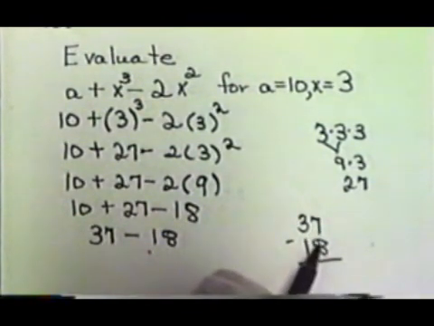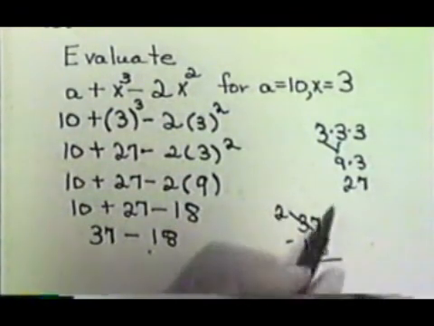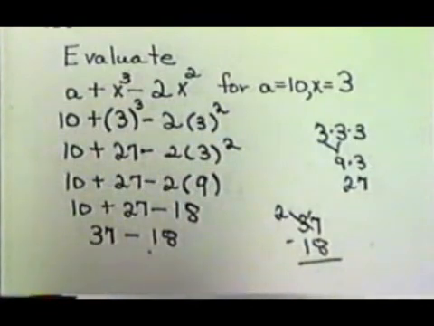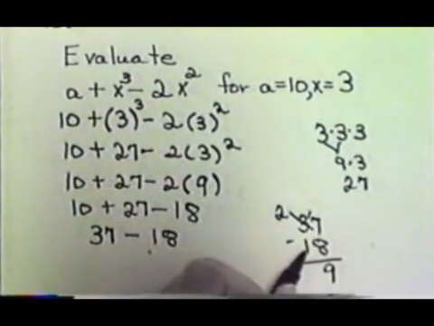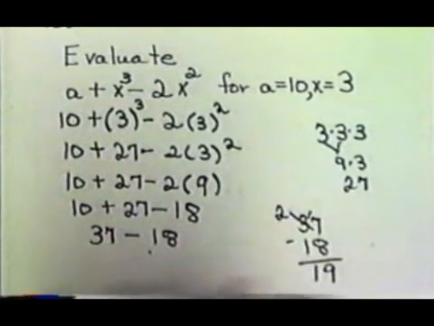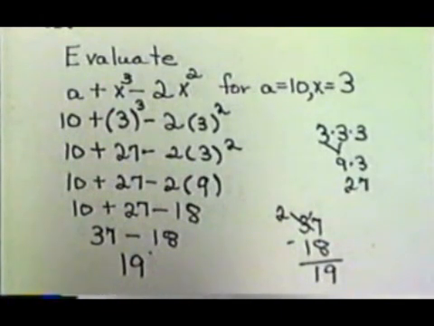I can't subtract 8 from 7, so I have to borrow 1 from the 3. That leaves a 2, and it gives me 17. 8 from 17 leaves 9. 1 from 2 leaves 1. So 37 minus 18 is 19. So the expression a plus x cubed minus 2x squared is equal to 19 as long as a is 10 and x is 3.